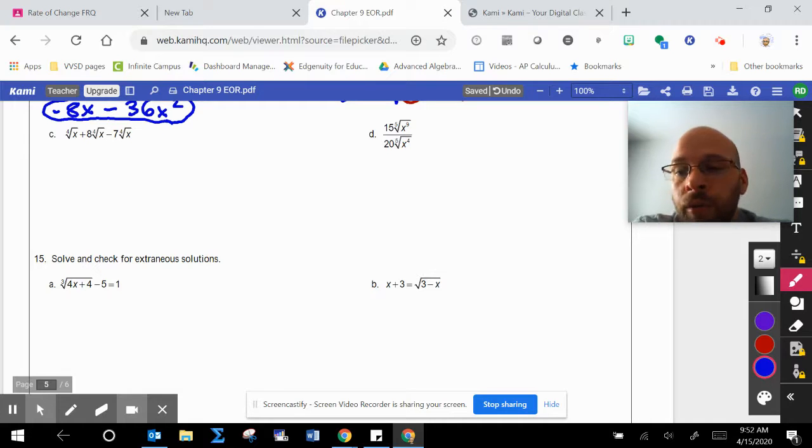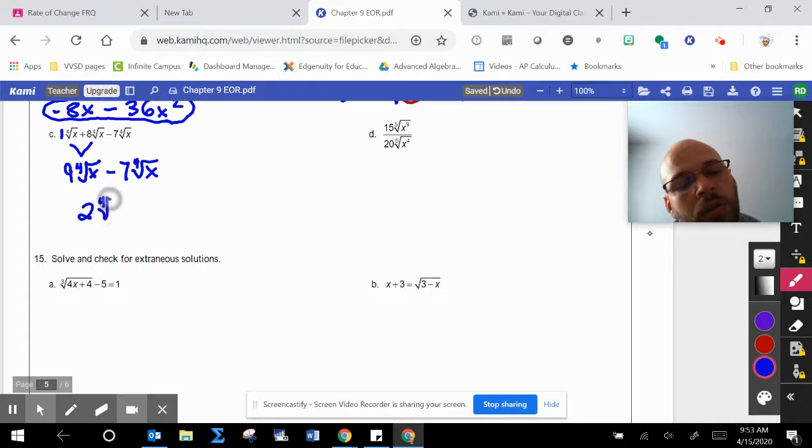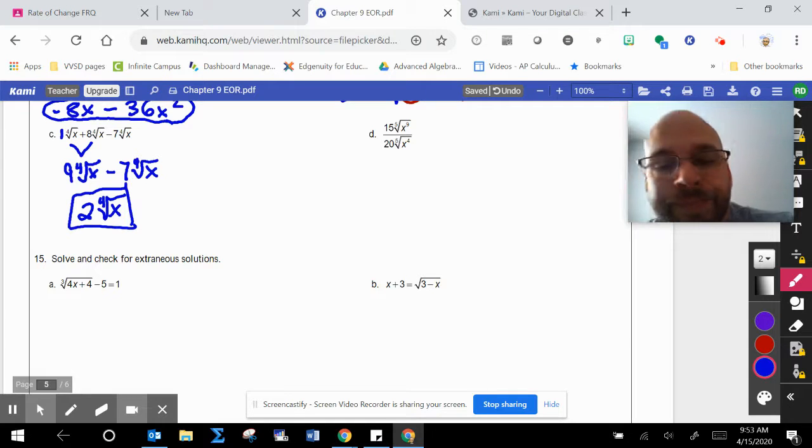If you notice, they are all fourth roots, and the inside of those radicals are all just x. So this is like saying 1 fourth root of x plus 8 fourth roots of x minus 7 fourth roots of x. Because they're all the same radical, let's start by combining the first two. I'm going to get 9 fourth roots of x minus 7 fourth roots of x, which gives me 2 fourth roots of x. And that would be my final answer. So that was kind of an easy one.